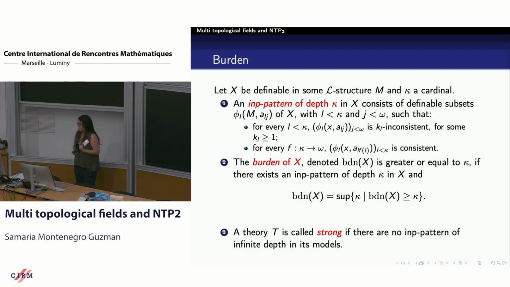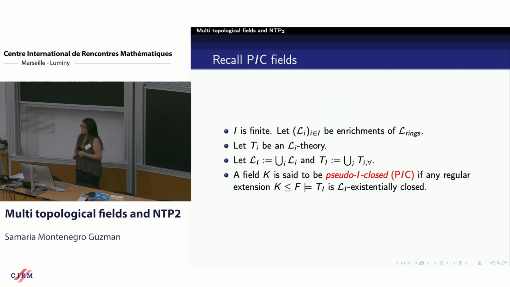In theory, a theory is kind of strong if there is no inp-pattern of infinite depth in models. So now I just recall what a PIC is, in case you forget, because I will tell you the relationship now between PIC and the burden of Ti and the burden of our PIC, okay? Remember that we have n different theories in a language that extends the language of rings relationally, so we don't have functions.